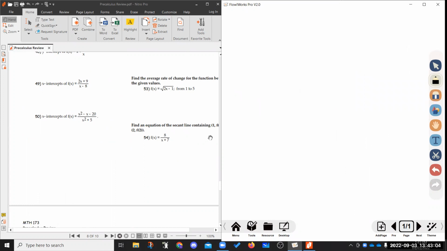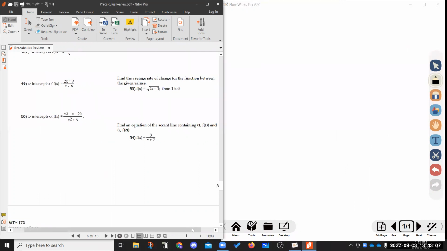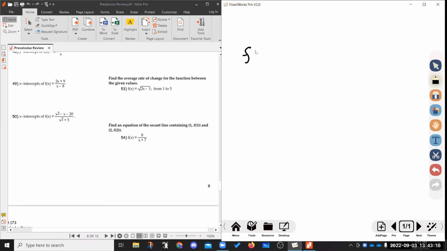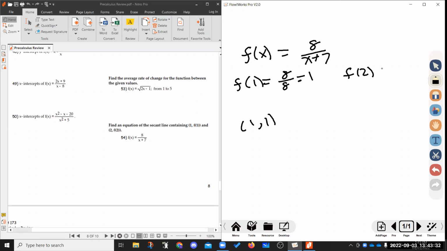Now we're going to find the equation of the secant line containing 1, f of 1 and 2, f of 2. So this is that same idea here. So we've got f of x is going to be 8 over x plus 7, but they said they want us to find the ordered pairs here. For f of 1 is equal to 8 over 8, which is going to be 1. So we've got the point 1, 1 on the line. f of 2 is going to be 8 over 9. So we've got the point 2, 8/9.